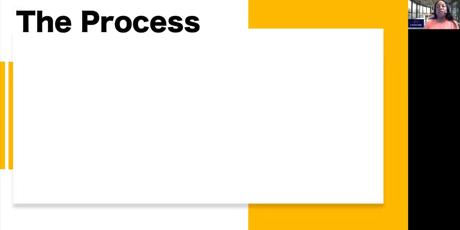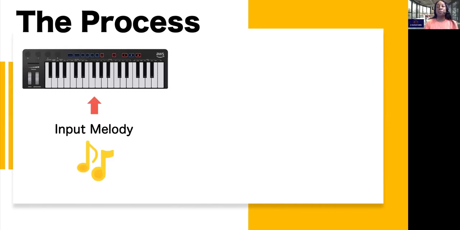So, how does this process work? The first step is you have this input melody. So you play the melody on the physical keyboard. Now, if you don't have a keyboard, there's also a virtual keyboard in the AWS console that you can leverage. But today, I have a virtual keyboard and I'll be walking you through that process. So you input your melody on the keyboard.